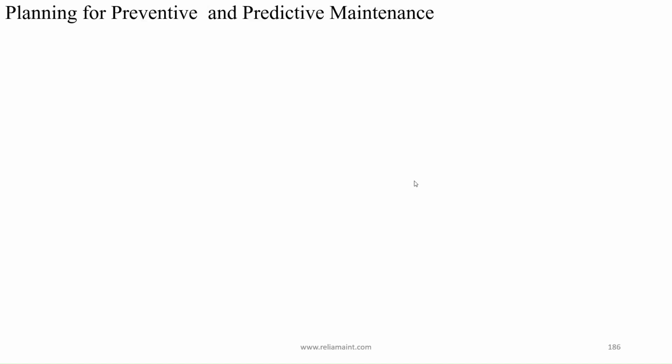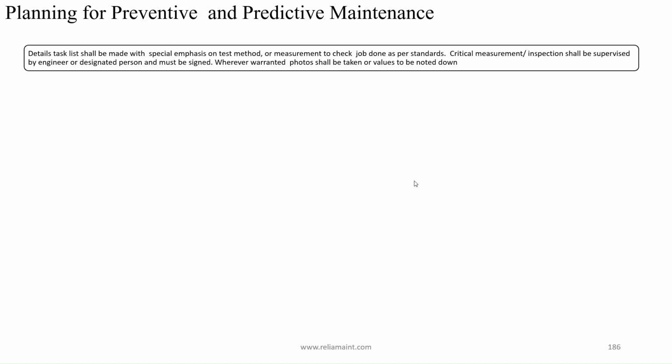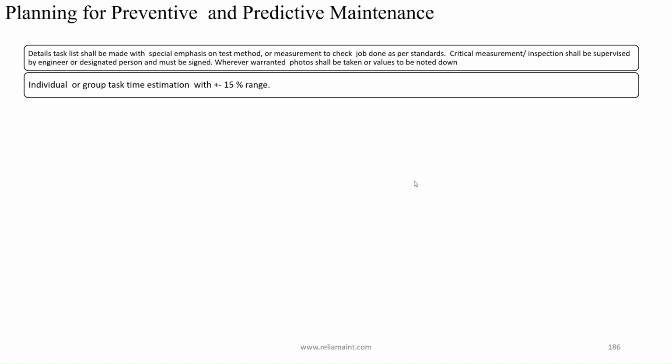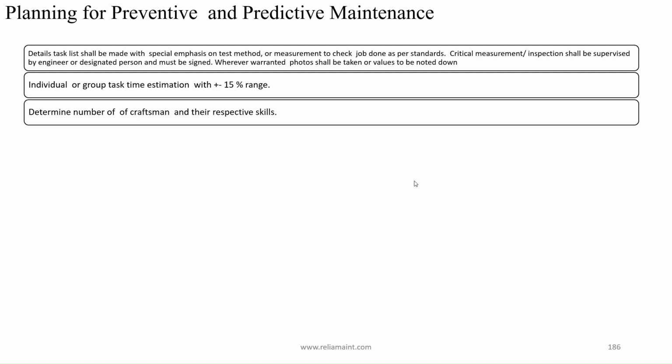Planning for preventive and predictive maintenance. A detailed task list shall be made with special emphasis on the test method or measurement to check the job is done as per standards. Critical measurement or inspection shall be supervised by an engineer or designated person and must be signed. Wherever warranted, photos shall be taken or values noted down.